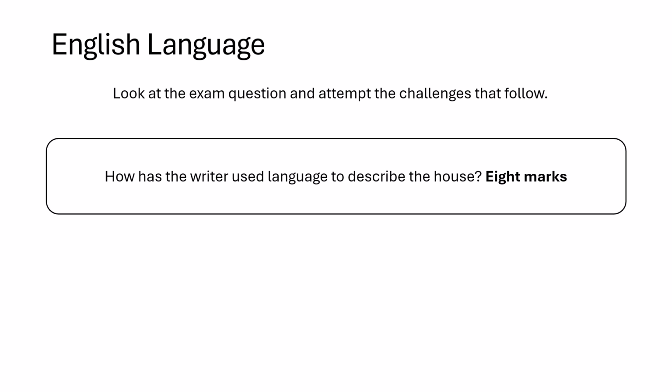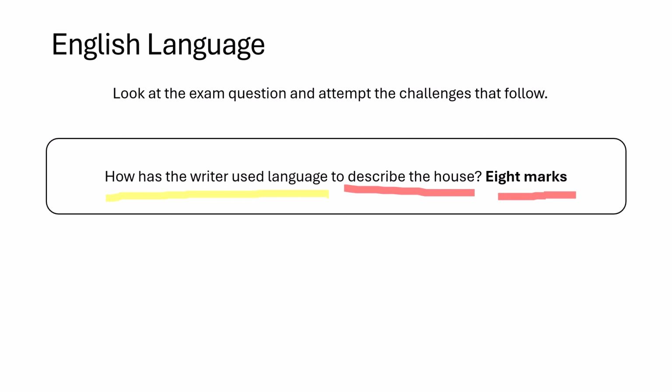Before we actually think about the challenges that we're going to go through in a minute, I wanted to break down the question a little bit. All the questions that you're going to get for any kind of Paper 1, question 2, are going to start the same. How has the writer used language? The thing that is going to be different, however, is the second part, where we're asked to describe the house. So this is just going to be based on the extract that we're looking at today. Whatever extract you get in the exam, it will change ever so slightly. It's also important to note that this question is worth 8 marks.